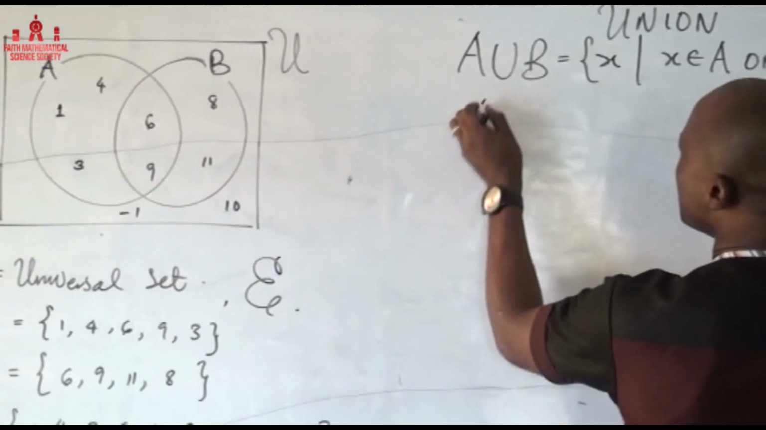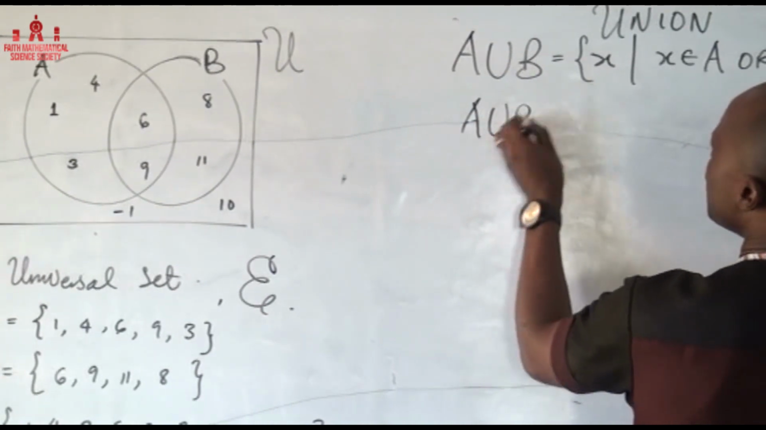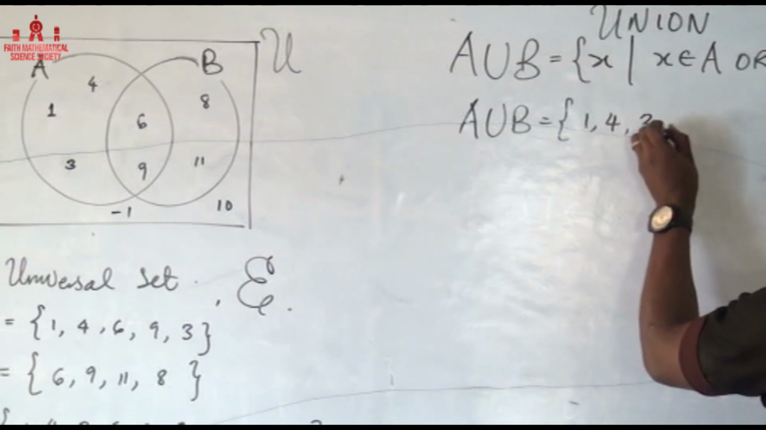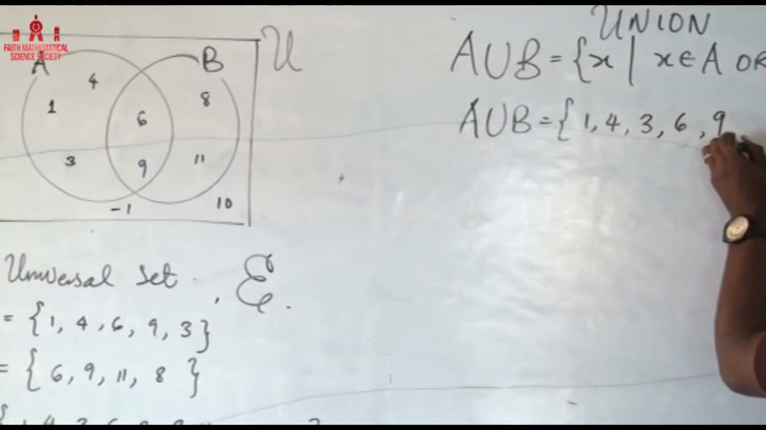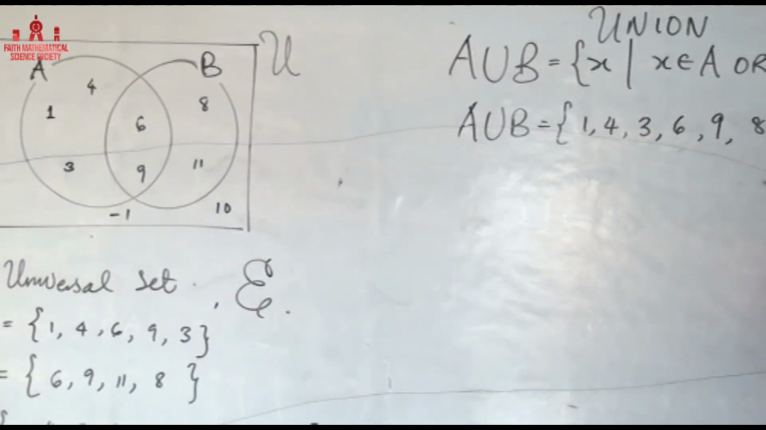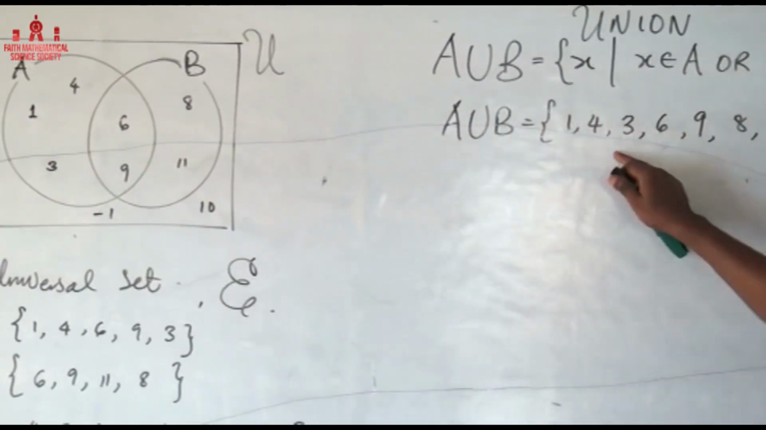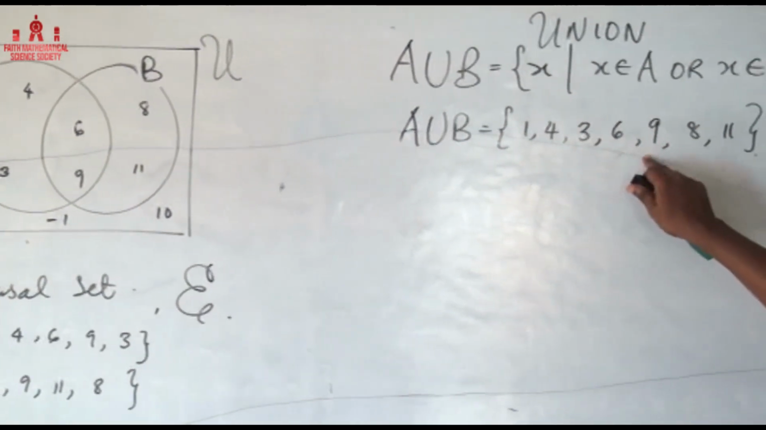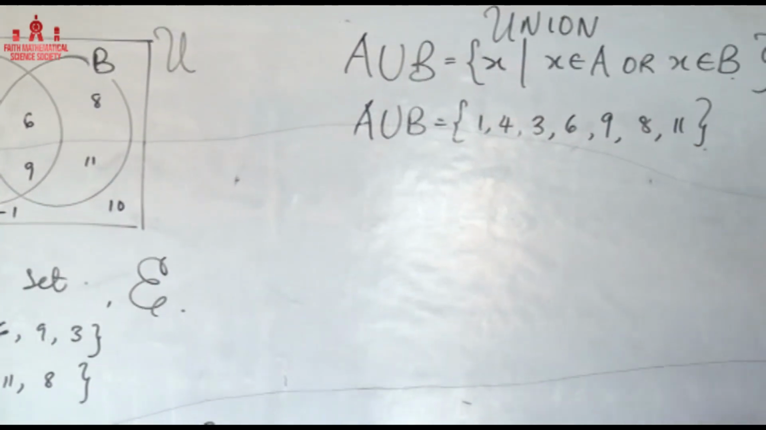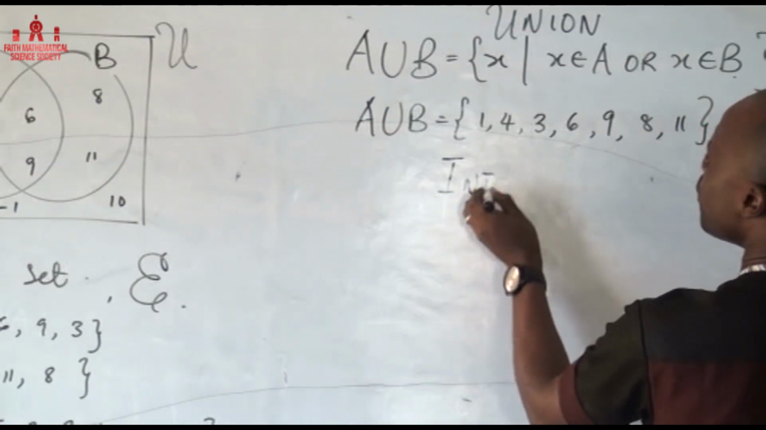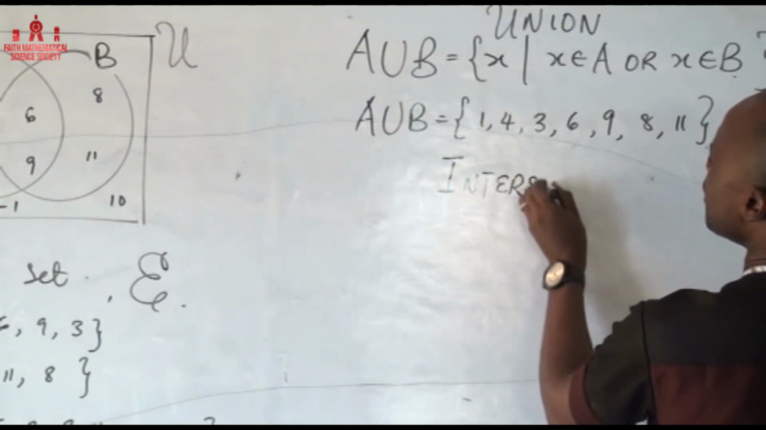So in that example, you can see that A union B is the same thing as 1, 4, 3, 6, 9, 8, and 11. Those are the elements in A union B. 1, 4, 3, 6, 9, 8, and 11. Now, on the other hand, we have what we call the intersection.